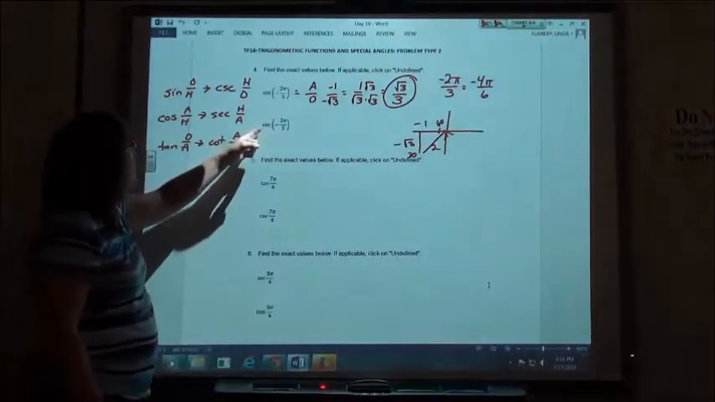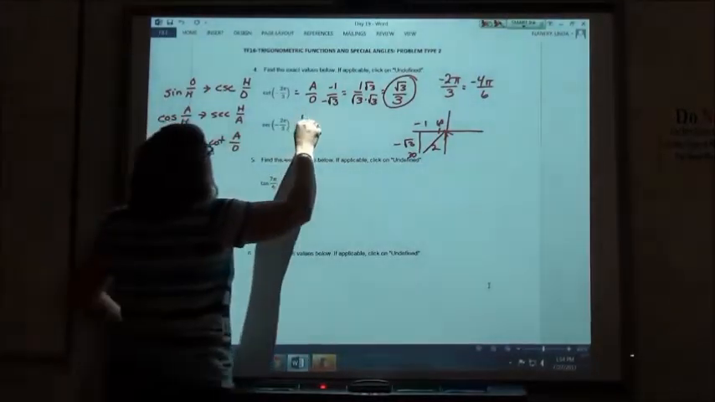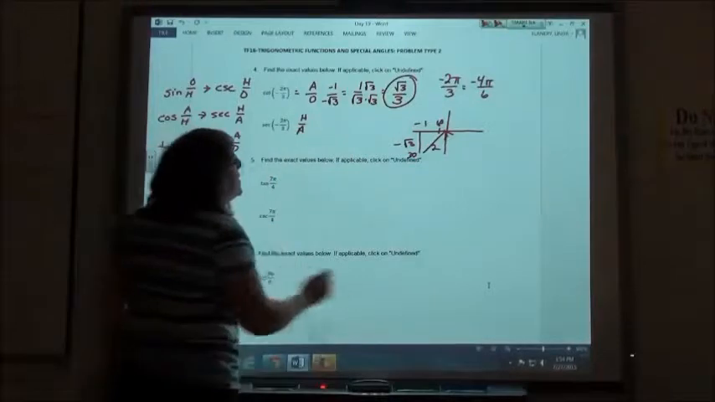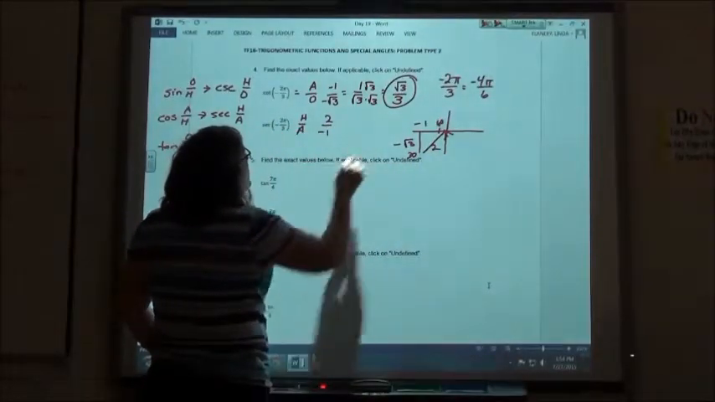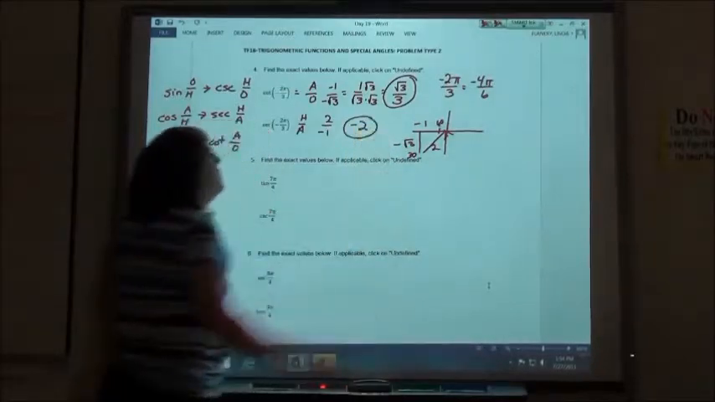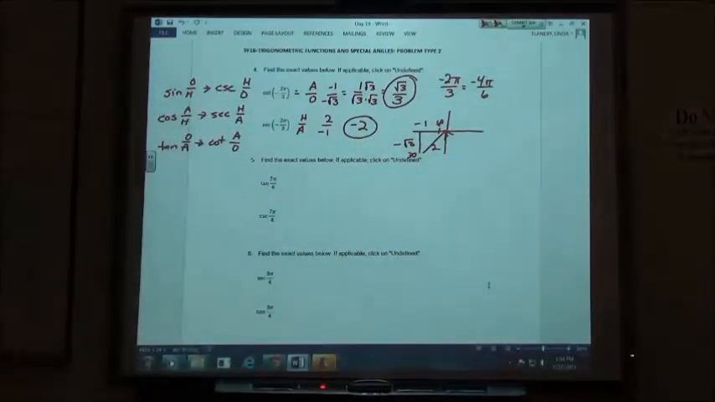The secant is the hypotenuse over the adjacent. The hypotenuse is 2, the adjacent is negative 1. 2 over negative 1 would give me negative 2 for my answer.